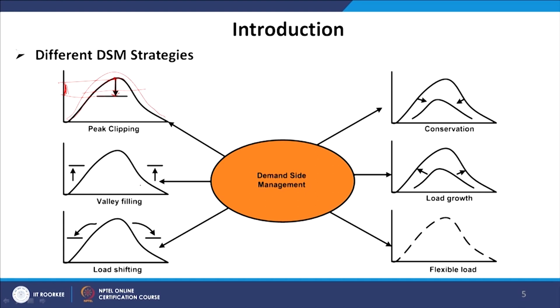Now, in case of any load characteristic, I need to have installed generation capacity to meet this peak, but even during off-peak hours my generation is sitting idle because the demand is not there. Now, if you can fill this valley, which means you increase your consumption during the off-peak hours, then indirectly your peak consumption will reduce.